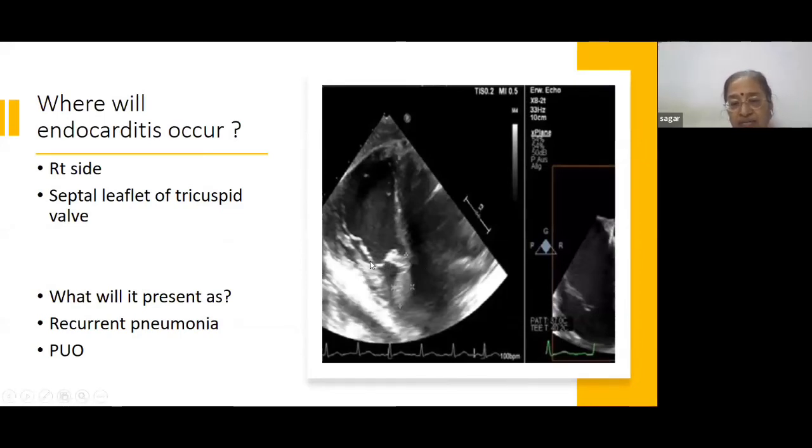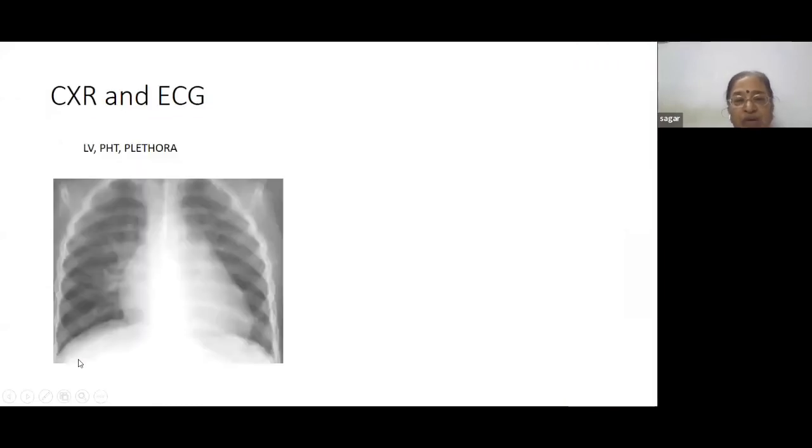Remember, the jet is this way, so it will come on the right side. So the septal leaflet of the tricuspid valve is where you will get an infective endocarditis. And what will it present as? It will present as a PUO or a recurrent pneumonia, because this vegetation will go into the pulmonary circulation, so infections can come. So you can get a recurrent pneumonia, or you can get a PUO. So that is where you get it.